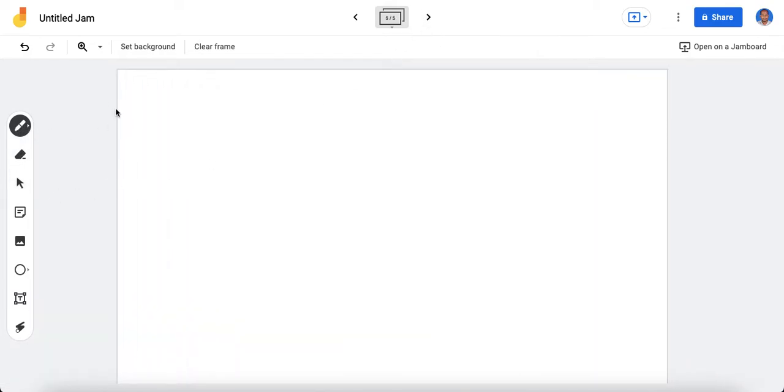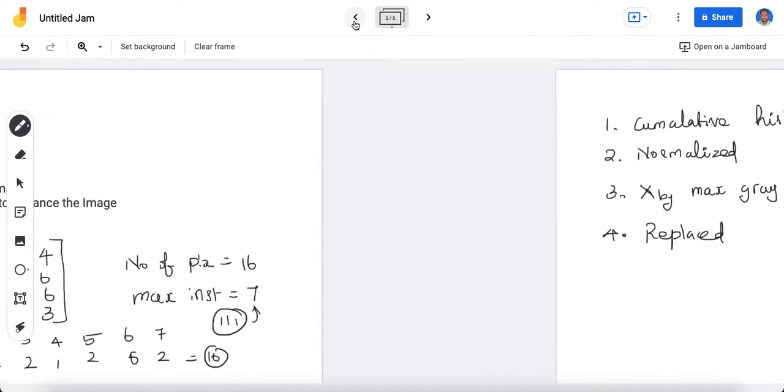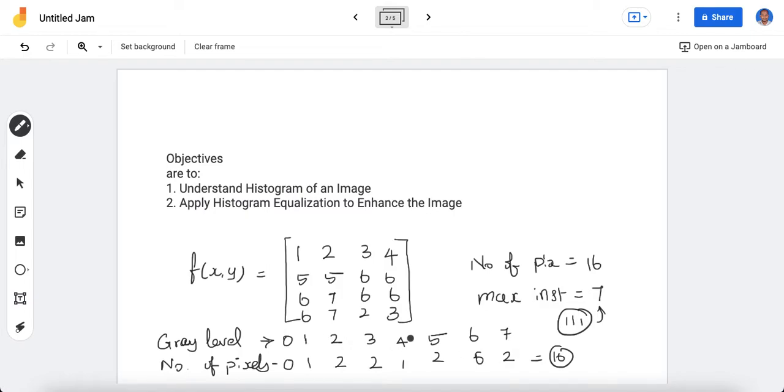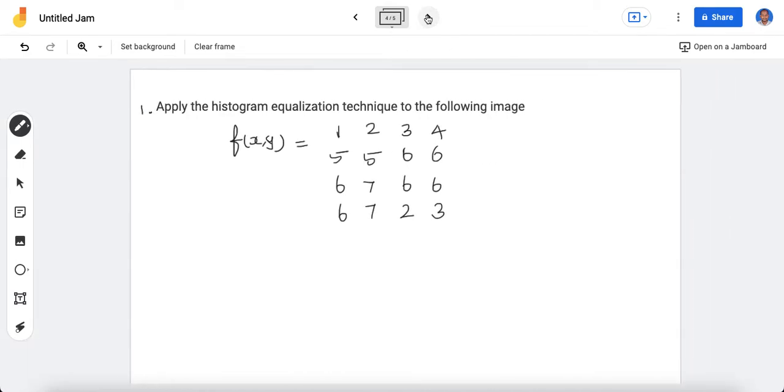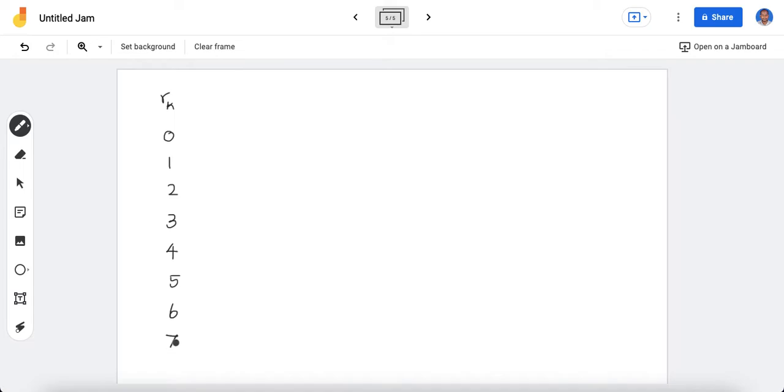So let us make our tabular column. The first value is your intensity. So let us take our intensity as rk. The intensity values are 0, 1, 2, 3, 4, 5 and then 6, as it is 0 to 7. So I missed out the last one, that is 7.